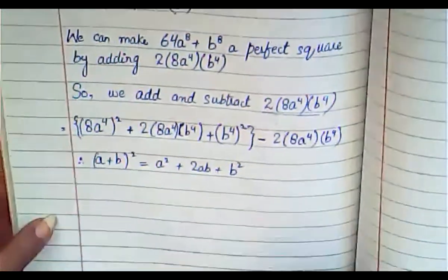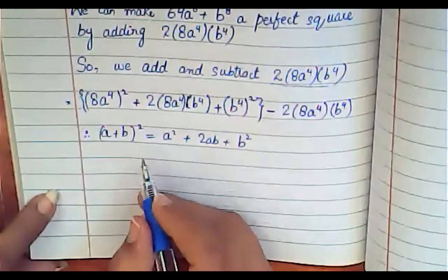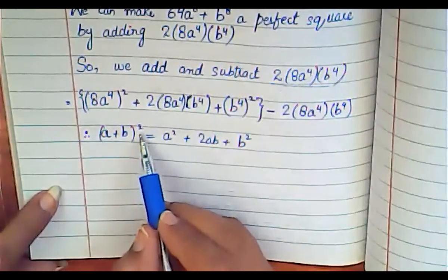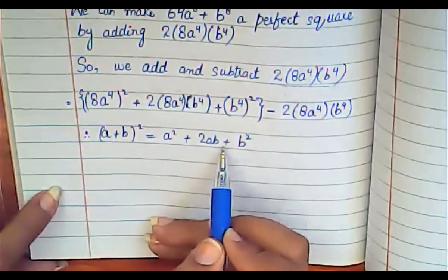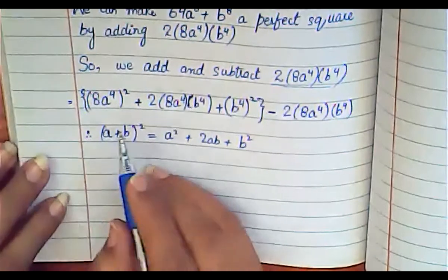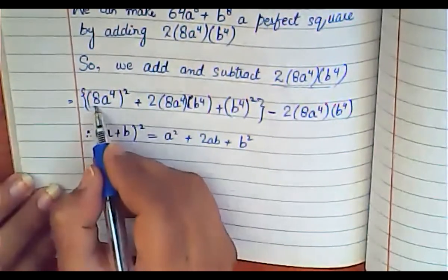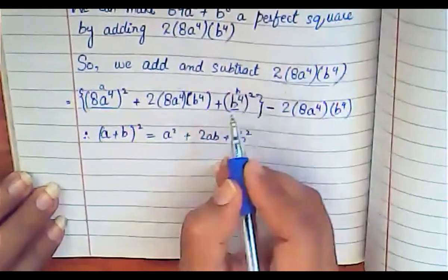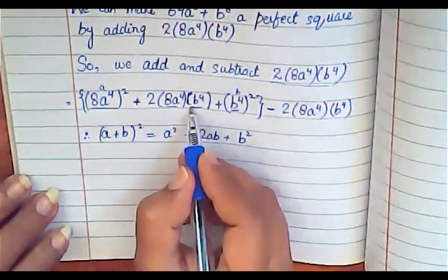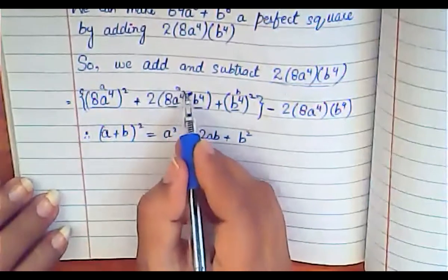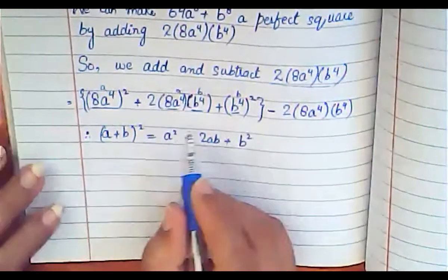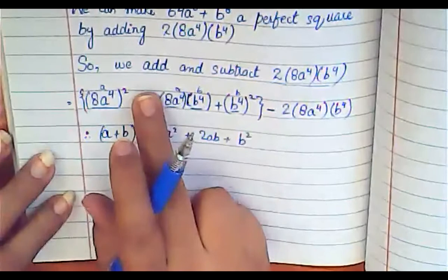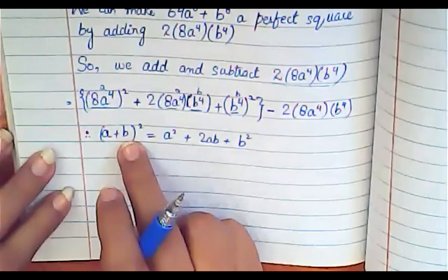Now look here. A plus b whole square is equal to a square plus 2ab plus b square. Now what is term a here? This one. This is your term a and this is your term b, or simply you can take it from here as well. This is a and this is b. So you are going to enclose this whole thing into the formula.